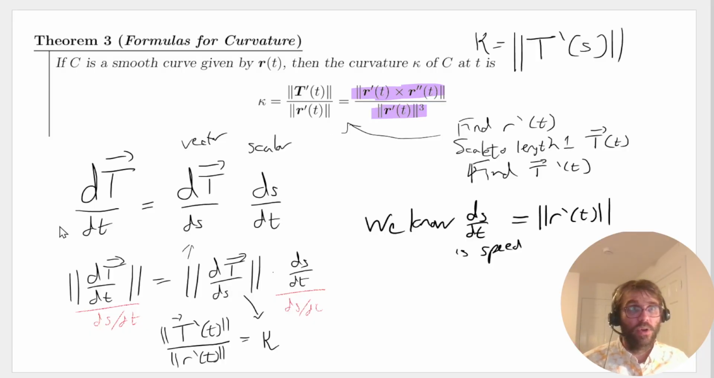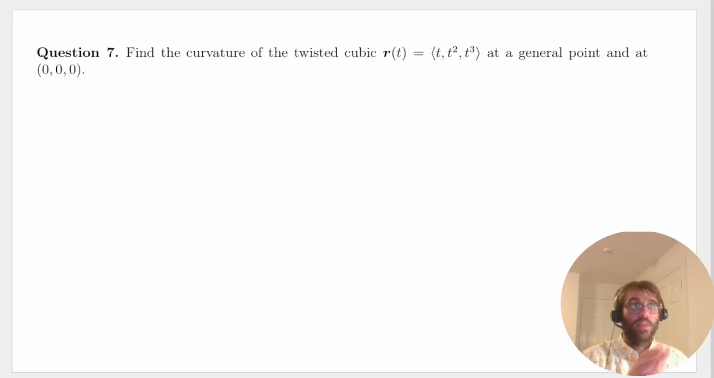Well, you've got to take a cross product. So let's see how that works with this. This is called a twisted cubic as it wanders through space. I don't know if I can find the arc length parameterization of this. I'm not convinced I could. I don't think I would succeed. But we're going to find the curvature anyway.